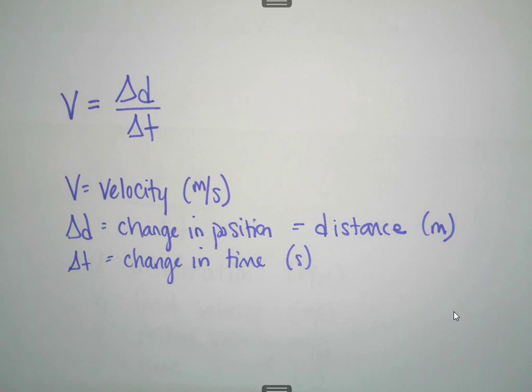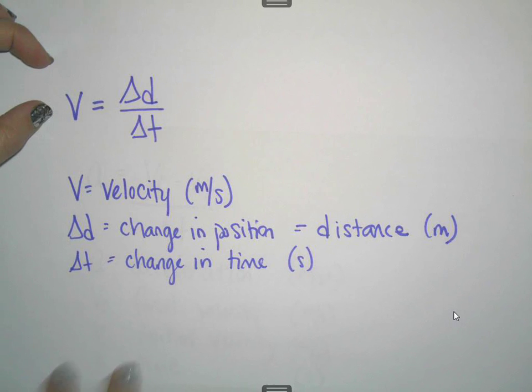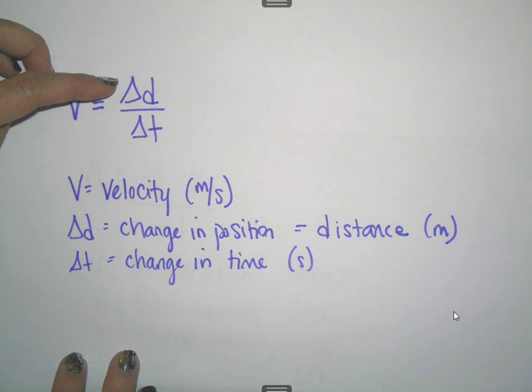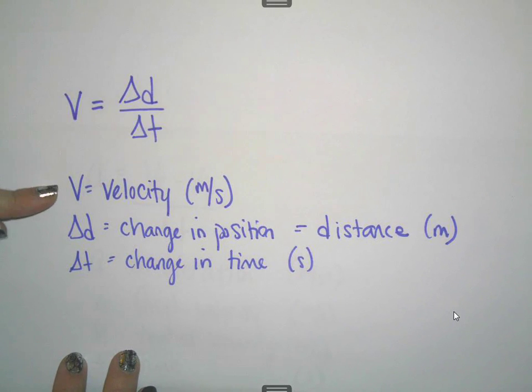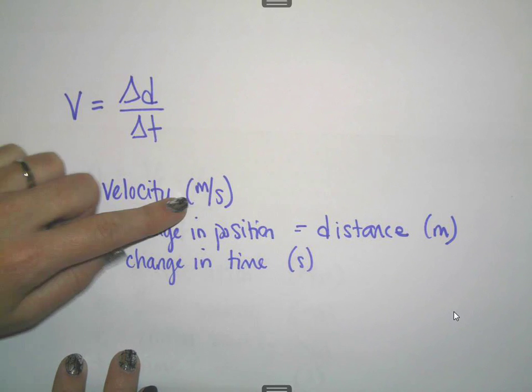Alright, this video is going to explain how to work velocity and acceleration problems. Right here is your velocity formula. It's straight off of your reference tables. You have v is equal to delta d over delta t. V stands for velocity. Usually it's going to be measured for us in meters per second.